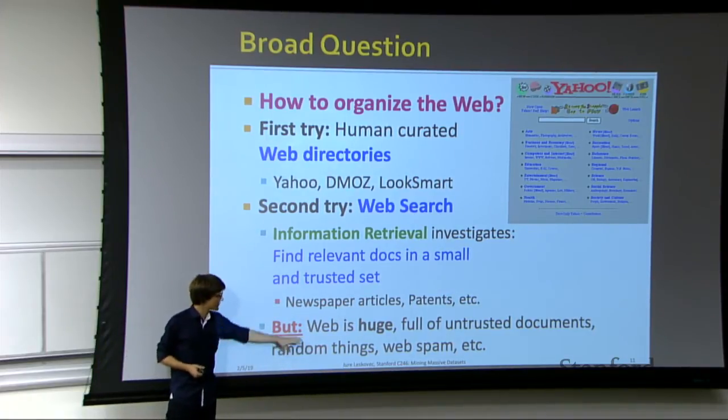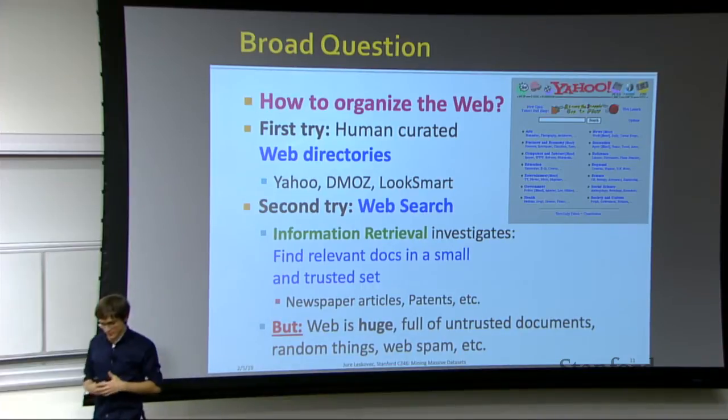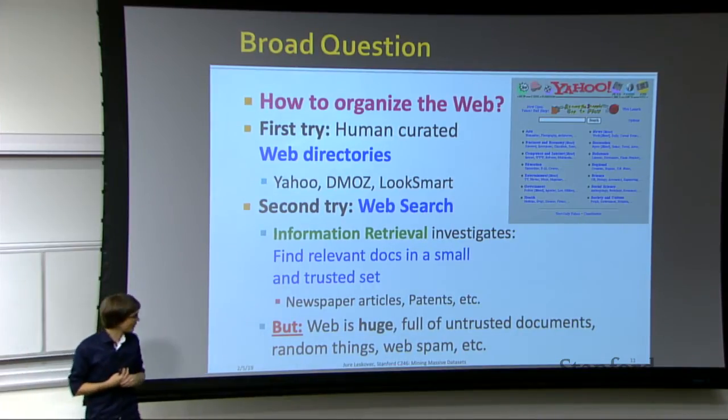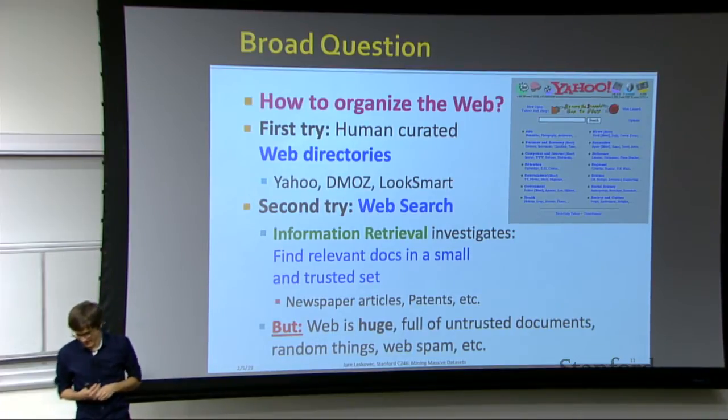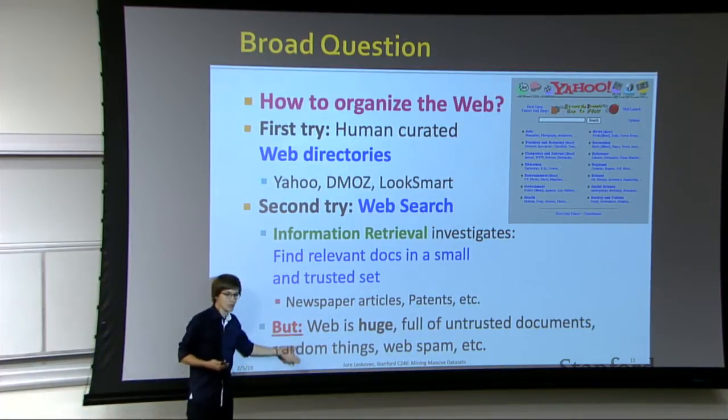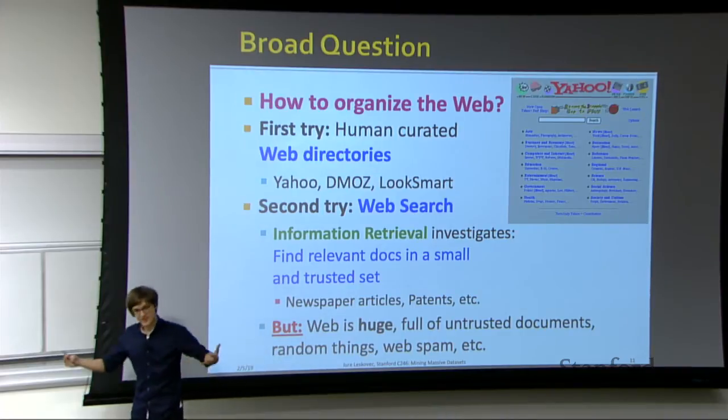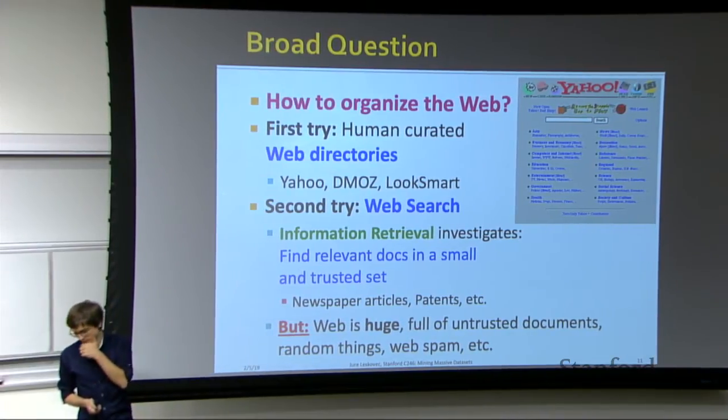But the difference is that the web is this huge piece of content, with lots of untrusted, adversarial things, lots of spam. So how do you search over this untrusted set of documents? This is what we'll talk about.